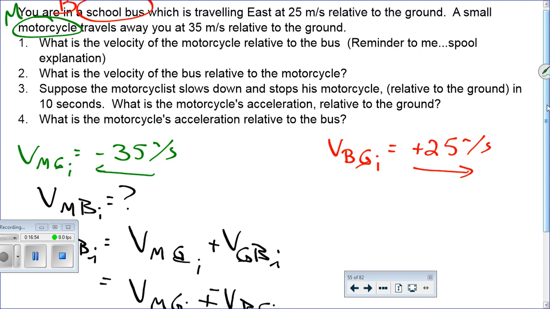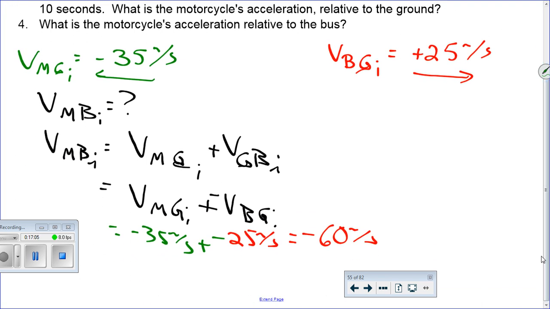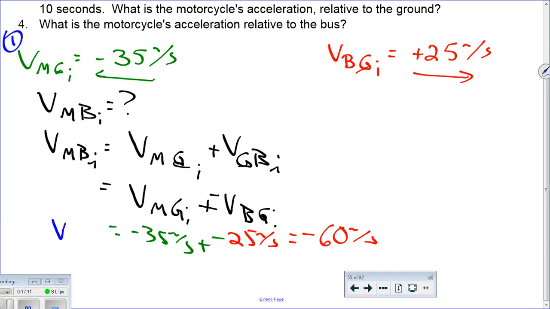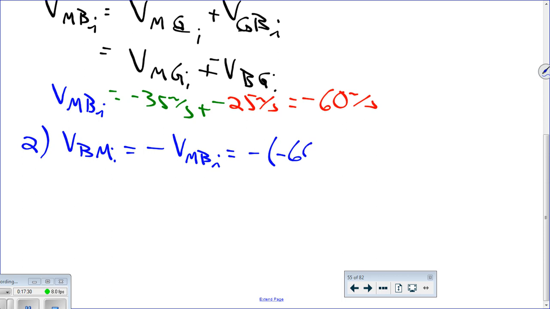All right, so that is question number 1. Is everybody good with question number 1? All right, so I see now what you were saying, Daniel. That is totally fine. Question number 2 says, what's the velocity of the bus relative to the motorcycle? You just flip it, right? So let's go back and clarify this. This is all number 1: the velocity of the motorcycle relative to the bus initially. Question number 2 wants to know the velocity of the bus relative to the motorcycle initially. Well, that's going to be positive 60, right? It's negative the velocity of the motorcycle relative to the bus initially. So it's negative 60, which is positive 60.